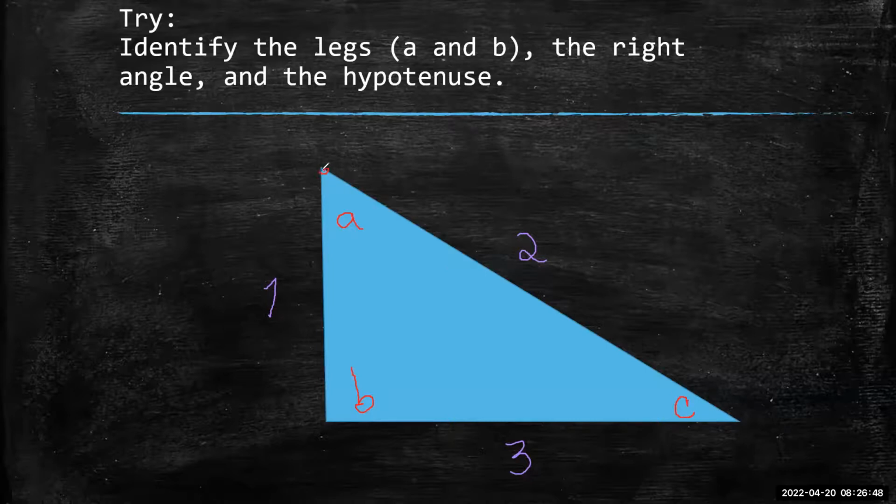The corners are A, B, and C, okay? And the sides are 1, 2, and 3. So with this exercise, I'm going to ask you to identify the legs A and B. What leg is going to be A? 1. Very good. What leg is going to be B?